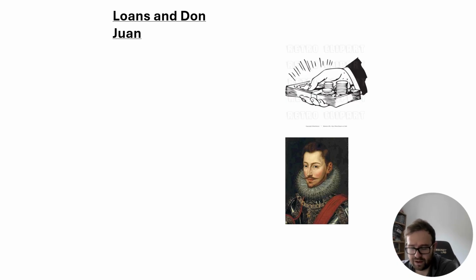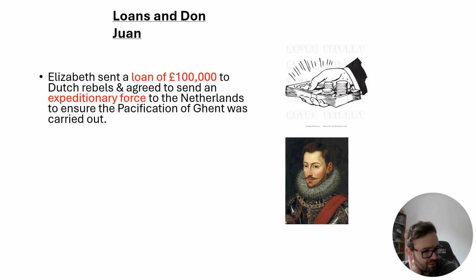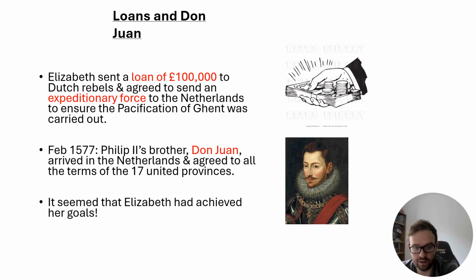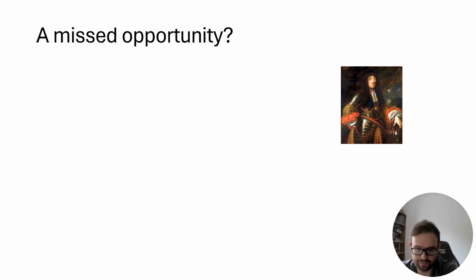So Philip's brother, Don Juan, goes round. Elizabeth has sent 100 grand to the Dutch rebels to help them out and support them, because she thinks this Pacification of Ghent is fantastic for her. It will leave a great ally in the Netherlands. So Don Juan arrives and basically just agrees to everything. Elizabeth is overjoyed. This is exactly what she wants.